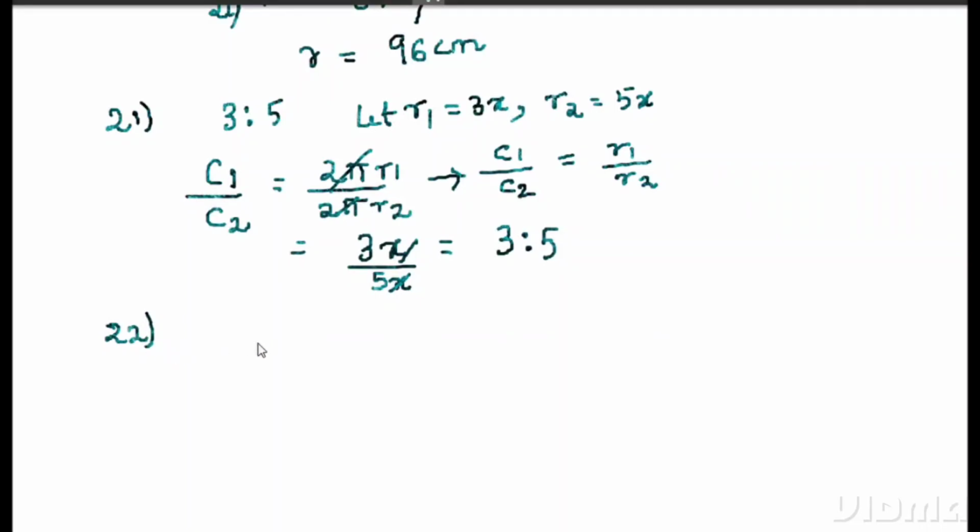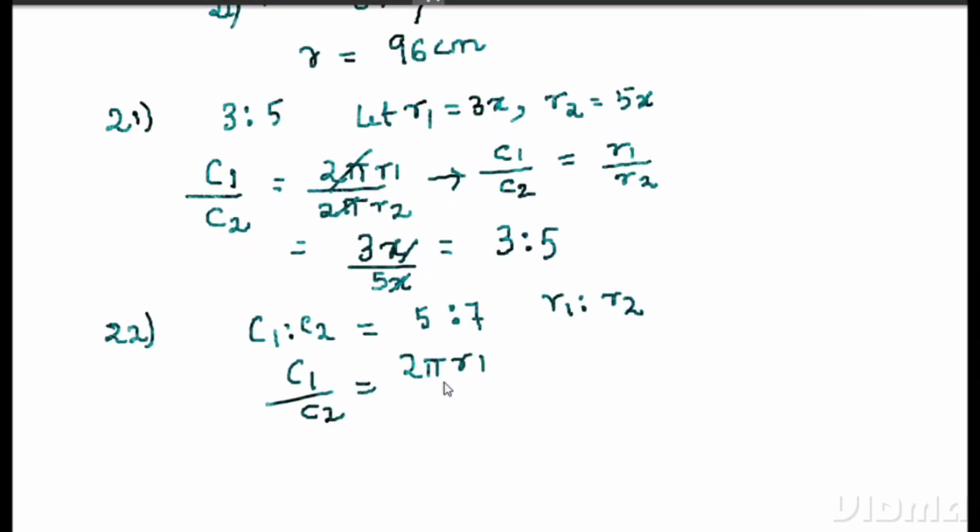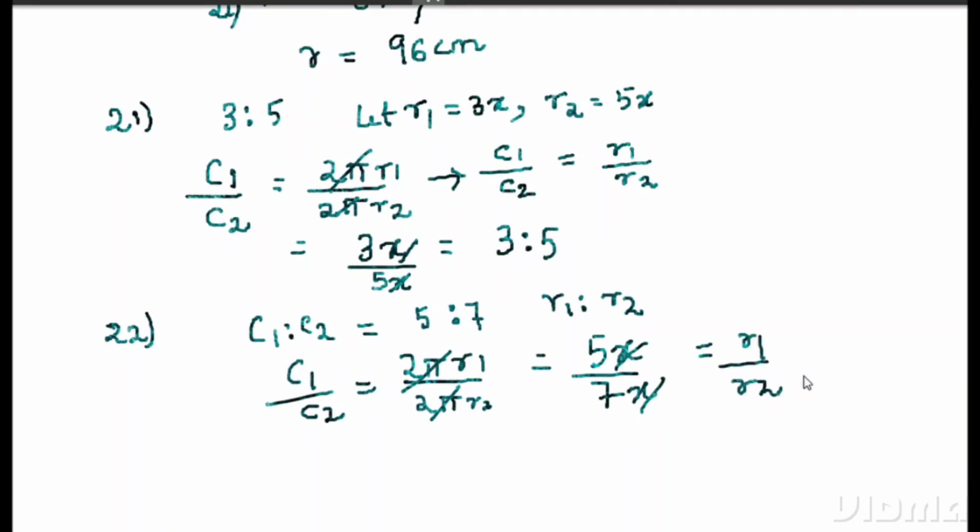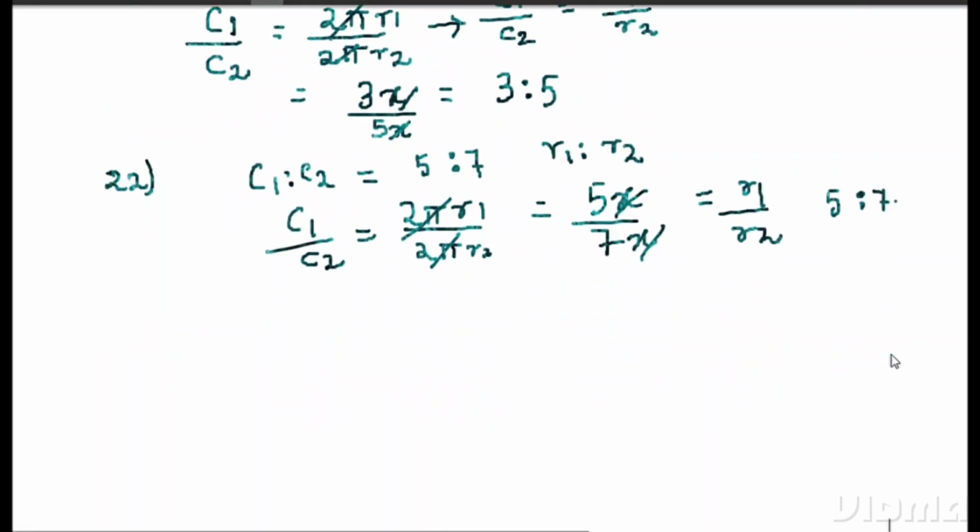Again, here they are telling that the circumference ratio is given to you as 5:7. So you have to find the ratio of their radius, R1 is to R2. Similar to this, I can write that C1 by C2 will be equal to 2 pi R1 divided by 2 pi R2. Here also 2 pi gets cancelled. C1 I can write as 5x, C2 I can write as 7x. X gets cancelled. So that will be equal to R1 by R2. So R1 by R2 is also equal to 5:7. So this was the 22nd question.